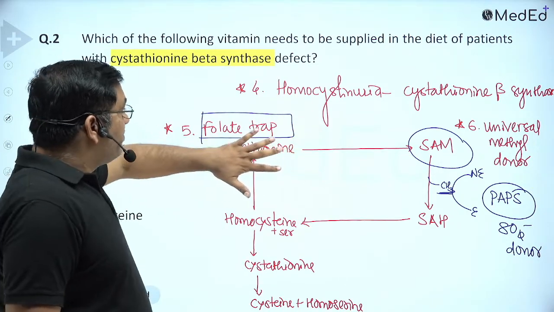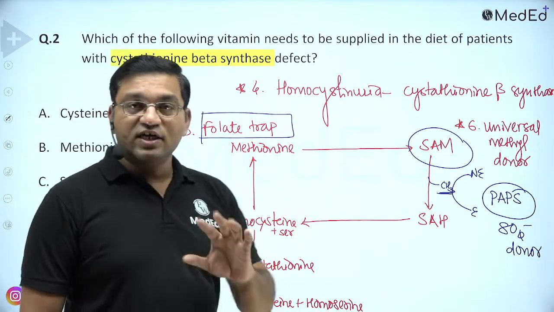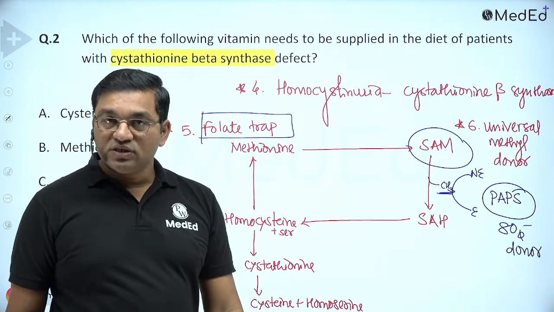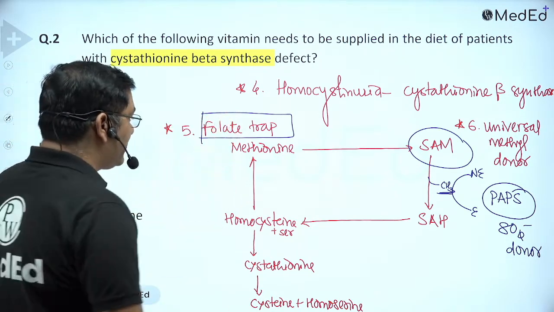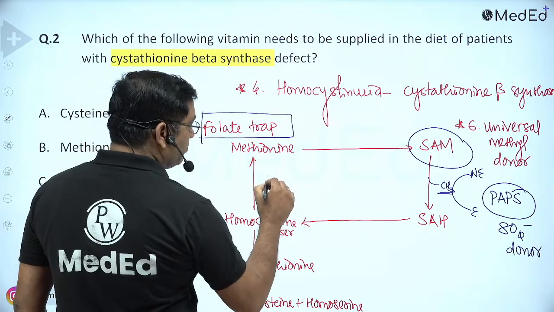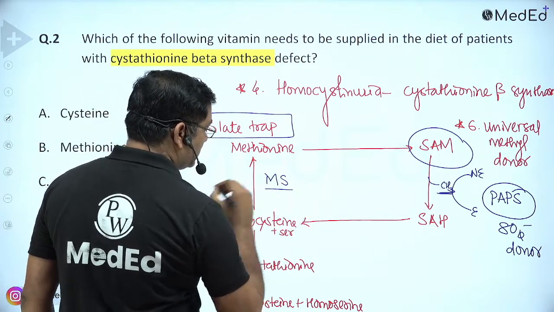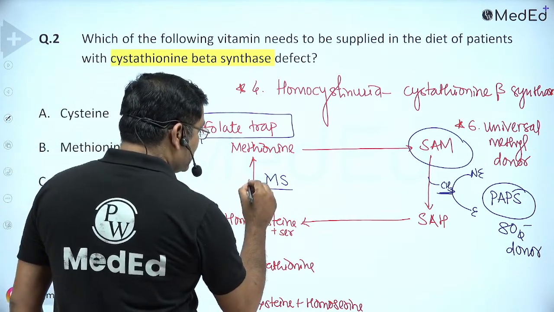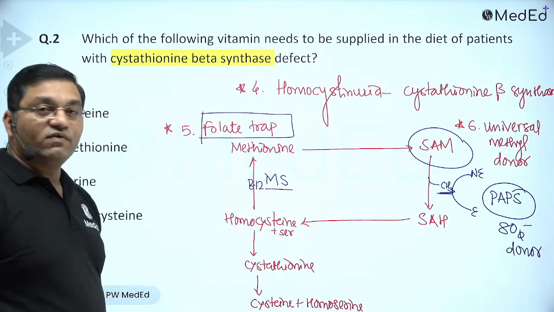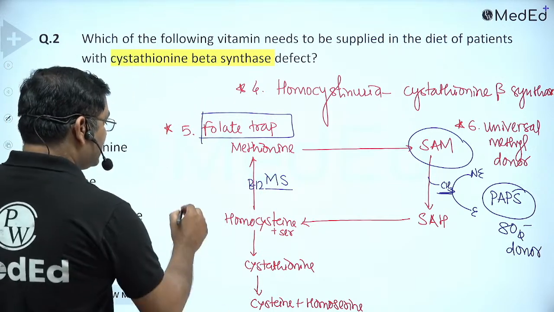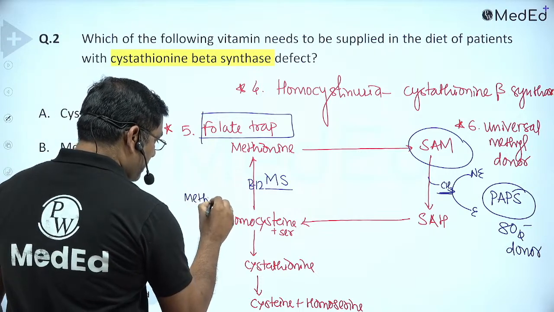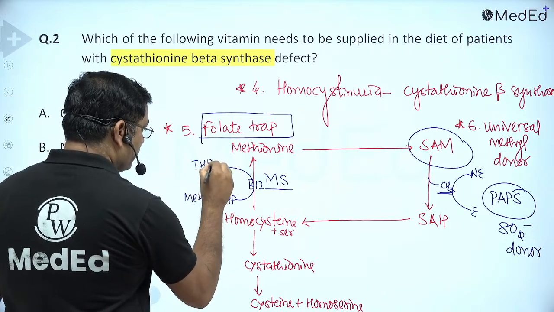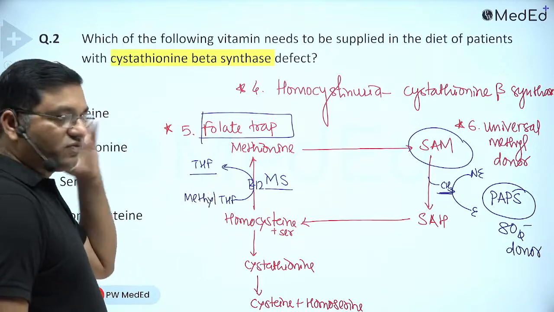Now this is metabolism of sulfur containing amino acid in which methionine is converted into homocysteine. Homocysteine is converted into cysteine. Okay. Now what is folate trap? This reaction, conversion of homocysteine to methionine, is catalyzed by methionine synthase, and for this reaction it requires vitamin B12. And in this reaction methyl tetrahydrofolate is converted into tetrahydrofolate. So this is B12, this is folic acid.